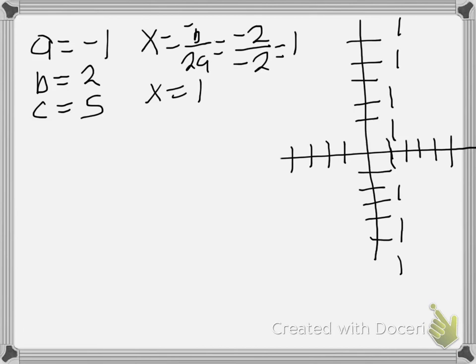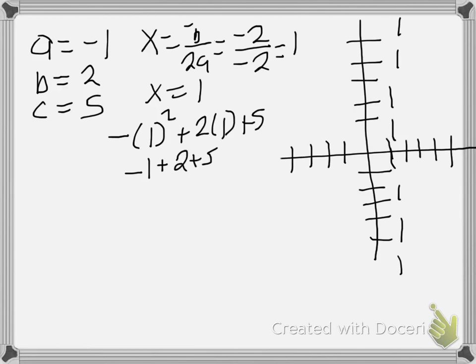Okay. My vertex, well, I need the y value here, so let's put that back in. So I've got my original function of -x squared, so I've got -1 squared plus 2 times 1 plus 5. Well, 1 squared is 1, and then I take the opposite of that, so it's -1 plus 2 plus 5. Well, 2 plus 5 is 7, that gives me 6. So my vertex is going to be the point 1, 6. So here's 1, and here's 6.